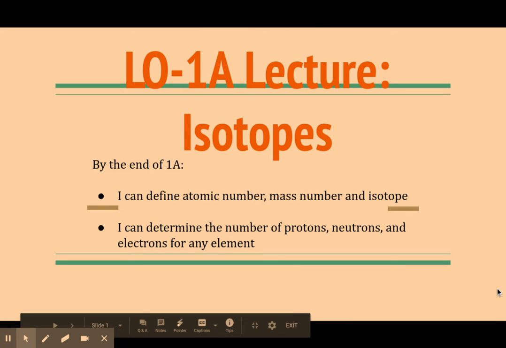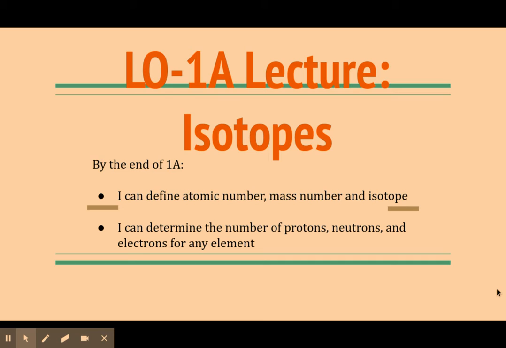This lecture is going to cover 1A, which covers isotopes. By the end, you will be able to define atomic number, mass number, and isotope, as well as determine the number of protons, neutrons, and electrons for any element.